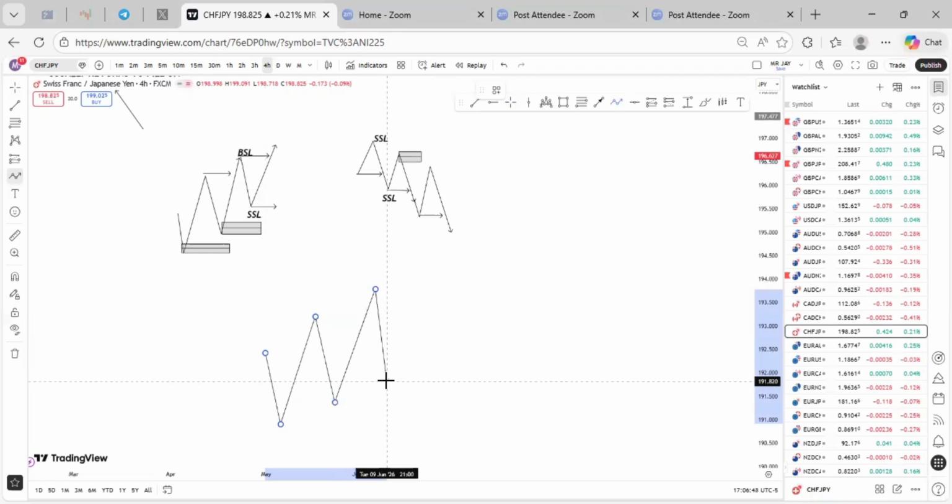And then the next thing I want to look out for is liquidity. I want to see some pool of liquidity or an inducement or whatever, something that looks like a zone where the market will likely come back to take out.